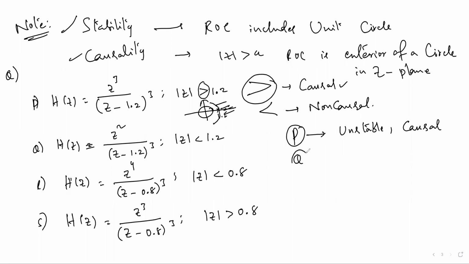Next, Q. Stable or unstable? |z| less than 1.2 means it is the interior of the circle, and the unit circle is included. So it is stable. And the less than symbol means non-causal.